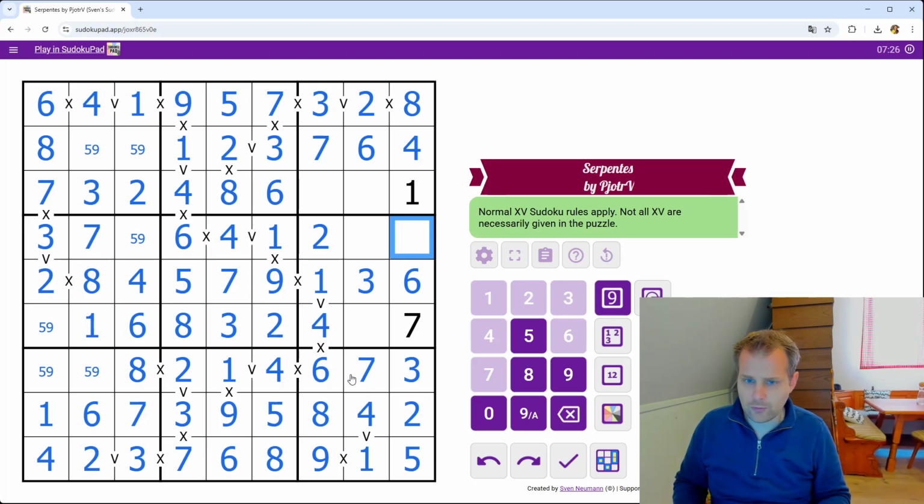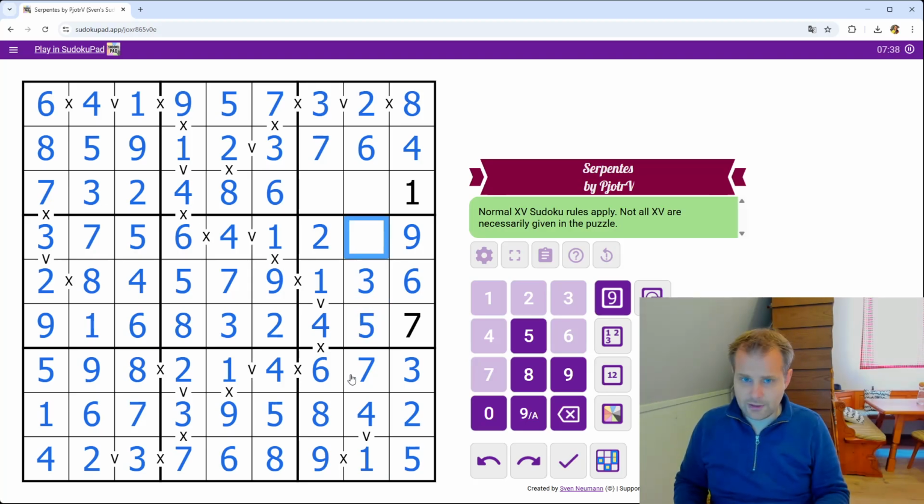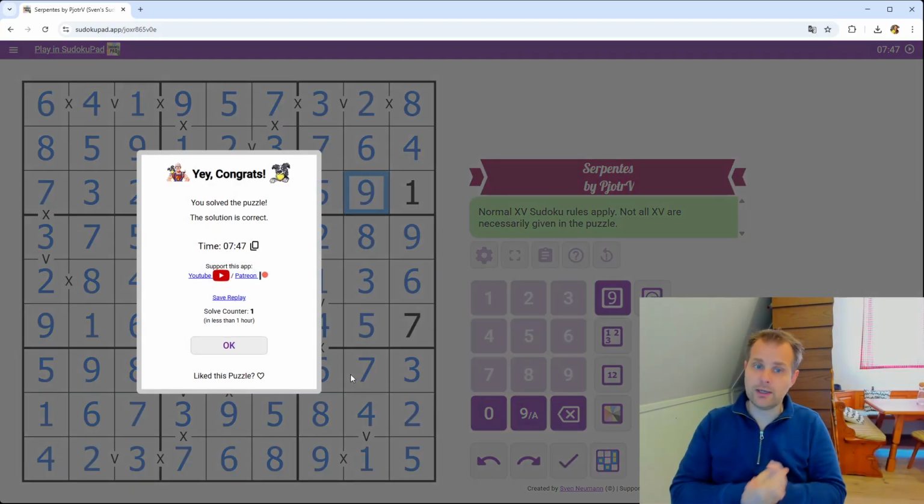No, not a 4. 1, 2, 3, 4, a 9. So this is a 5, and this is a 9, this is a 5, this is a 9, 5, 9. This is a 5, this is an 8, 5, and a 9. So yeah, that's it.